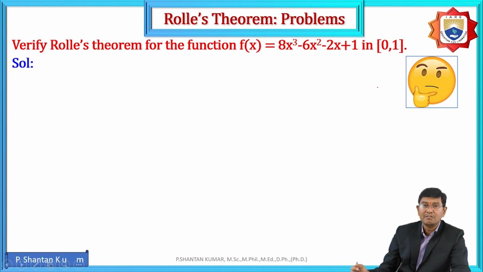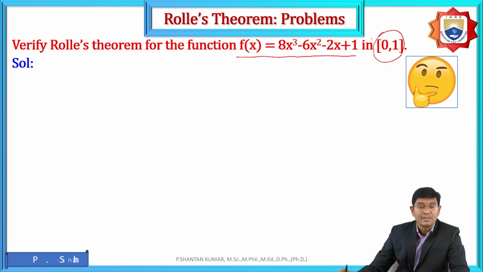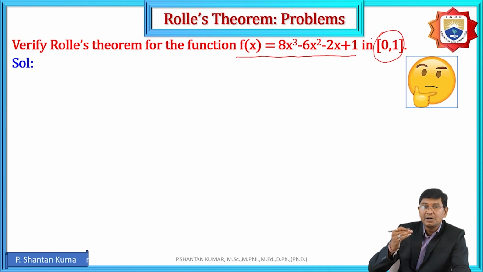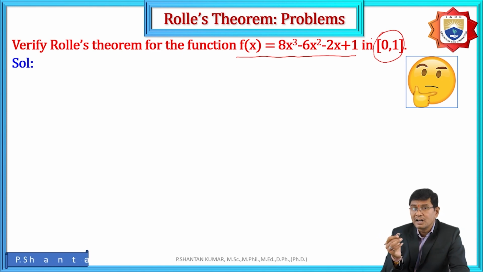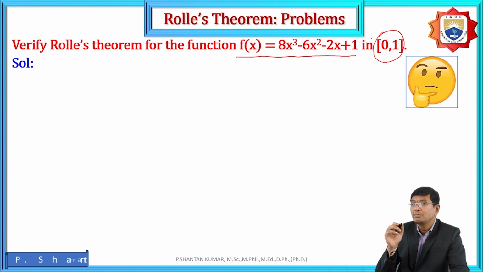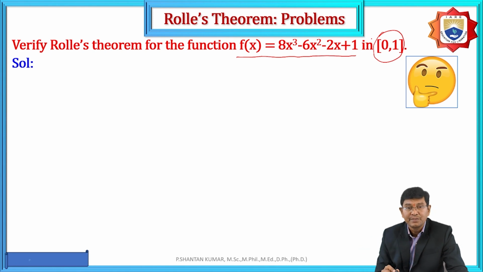That means what we are going to observe here, the function is clearly mentioned: 8x cube minus 6x square minus 2x plus 1. The limits are given, that is a closed interval [0, 1]. We need to understand that the closed interval includes 0 and also 1, and the values in between. The values in between 0 and 1 are from 0.1, 0.2, 0.3, 0.4 up to 0.9, including 1 as well, maybe the given points.